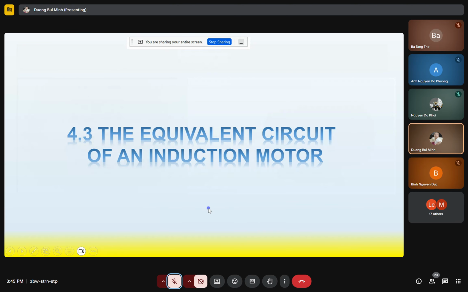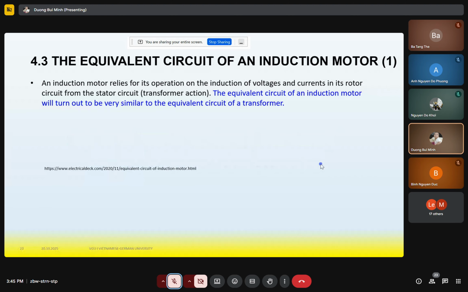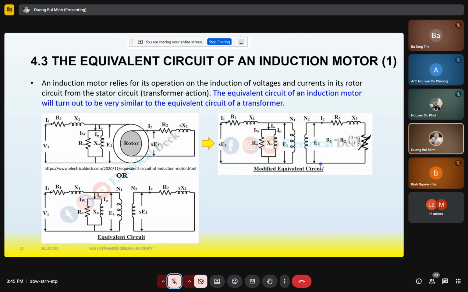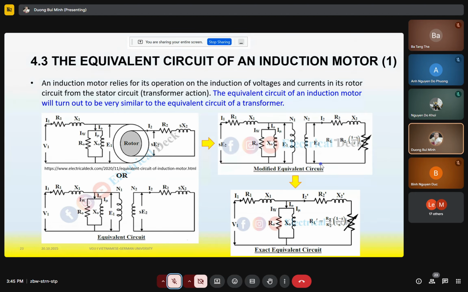And now we go to session 4.3. We discuss equivalent circuits, equivalent circuits of induction motors. We should have the general ideas first.